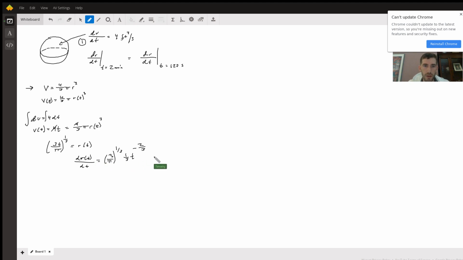Now if we take dr over dt at t equal to 120, we can just plug 120 in. So it'll be 3 over pi to the 1/3 times 1/3 times 120 to the negative 2/3. And this should come out to approximately 0.0134 feet per second. And does that make sense?